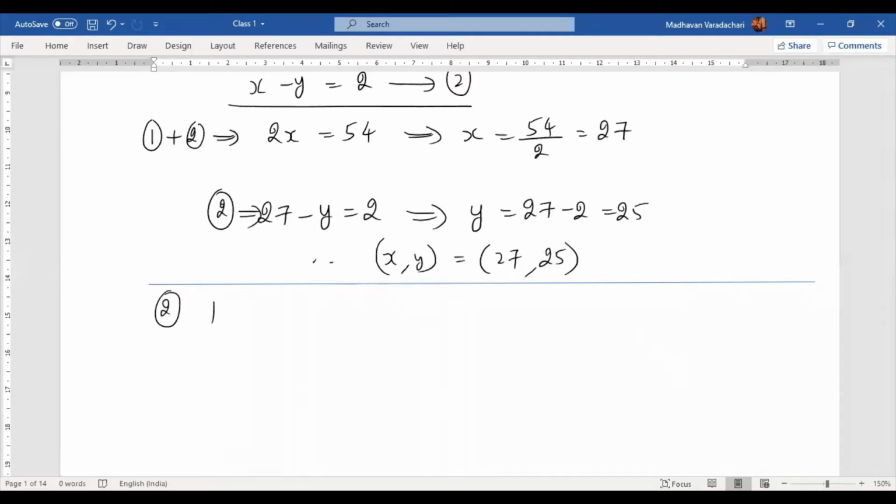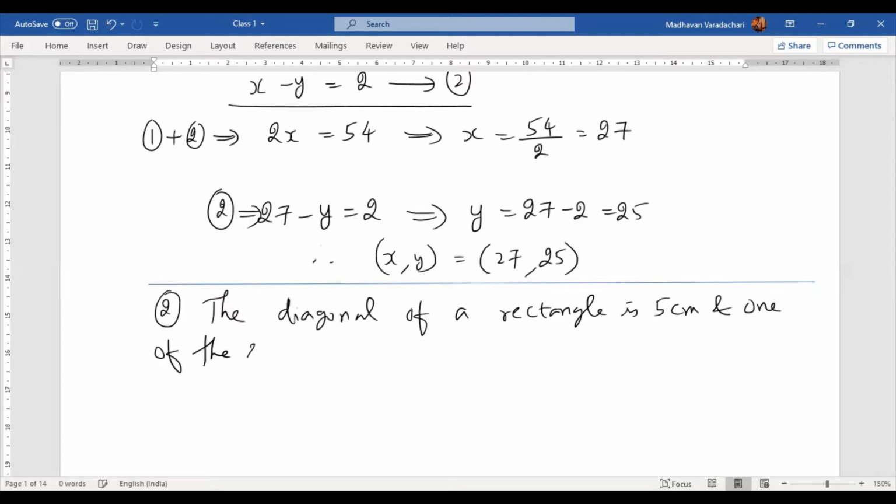The diagonal of a rectangle is 5 centimeter and one of the sides is 4 centimeter. Find its area.